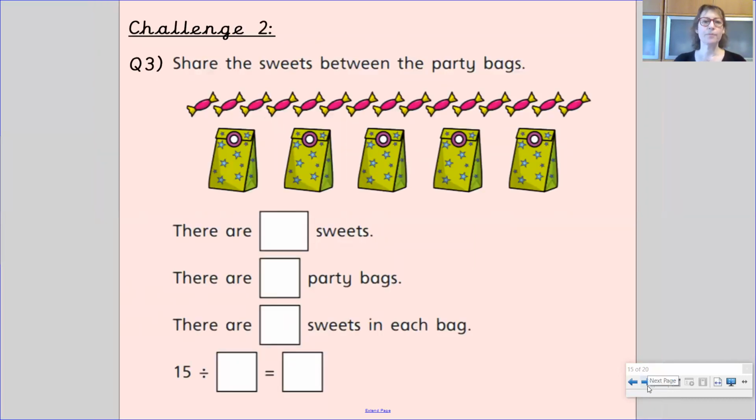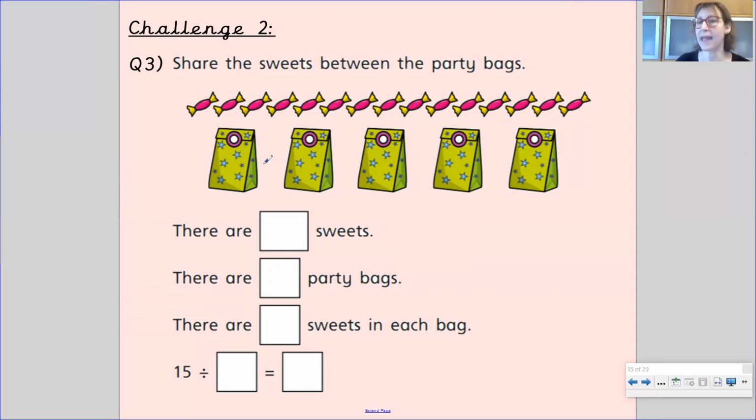Challenge 2. There are some sweets there, and you've got to share them between the 5 party bags. Okay. So first of all, you've got to count the number of sweets. That's the easy part, how many sweets there are. Then you've got to count the party bags, and I've just told you how many party bags there are. And then you've got to share those sweets between the party bags.